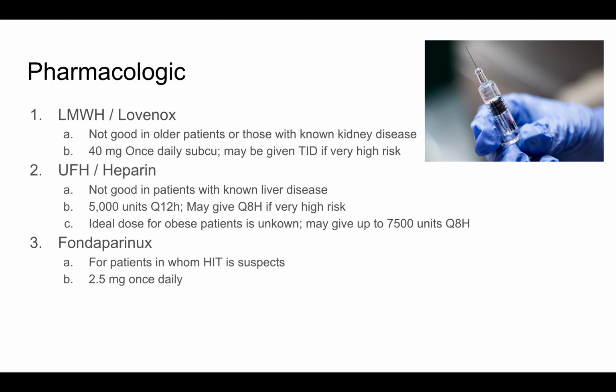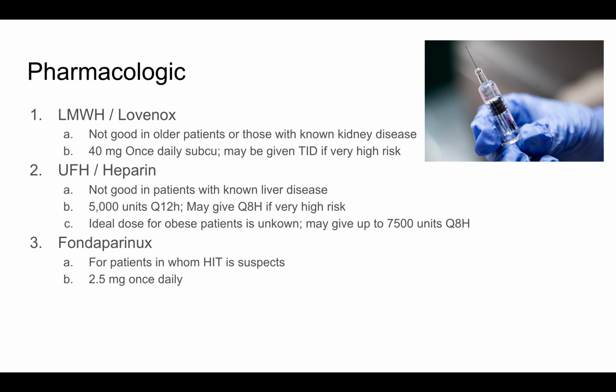Lovenox does have some renal toxicity, and so this might not be the correct patient population for Lovenox. However, for the rest of our patients, the dose is usually 40 milligrams once daily sub-Q. If the patient is really high risk, they could say you can give it up to 3 times a day. But usually I've only seen BID dosing kind of at max for these patients.